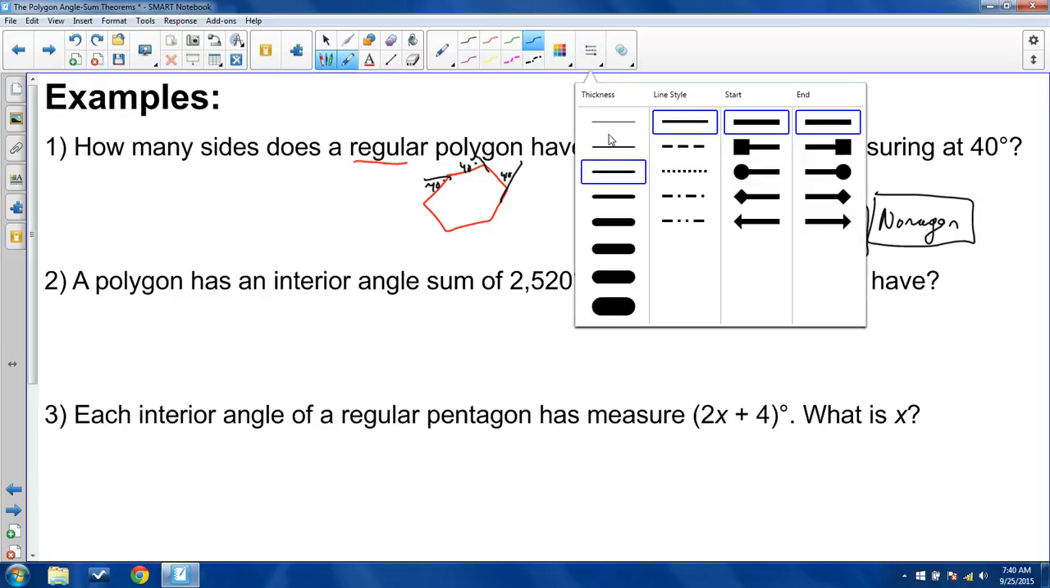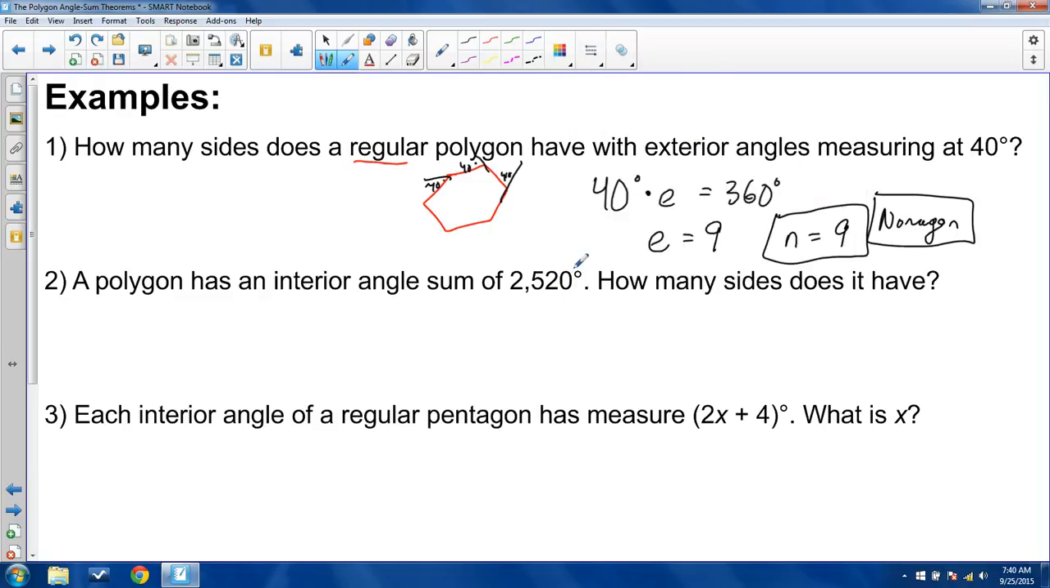A polygon has an interior angle sum of 2,520 degrees. That's a big number. How many sides does it have? So if you recall, when you add up the interior angle measures, you're going to get what's equivalent to the number of triangles in your polygon. To figure out the number of triangles, you subtract 2 from the number of sides. So we have this formula here. I'd substitute 2,520 in for my interior angle sum, and I'm going to work backwards to solve for my number of sides, n. So I divide by 180, and that's calculator worthy. I'm getting 14.